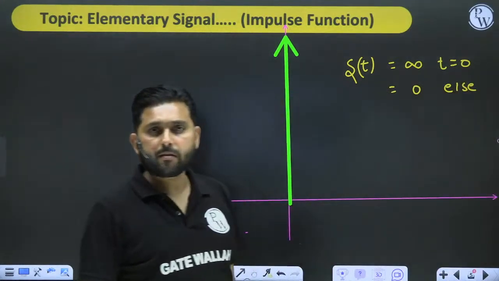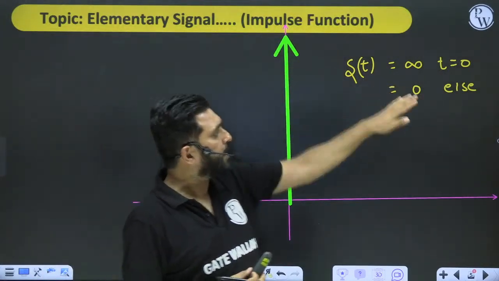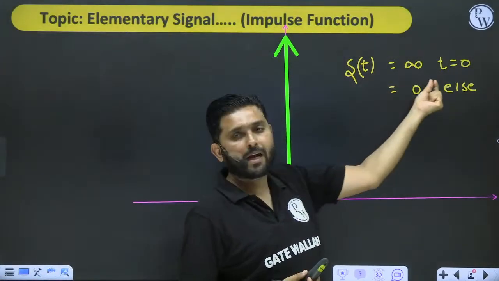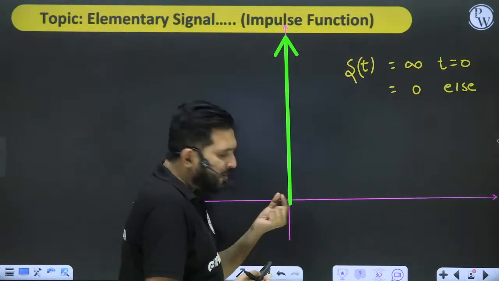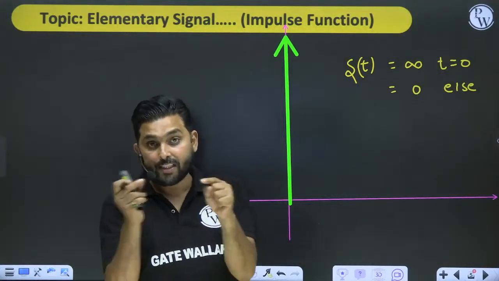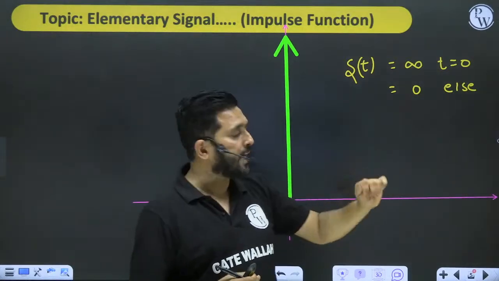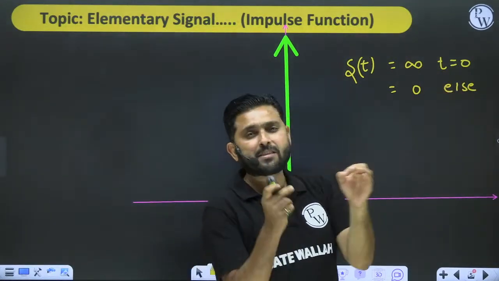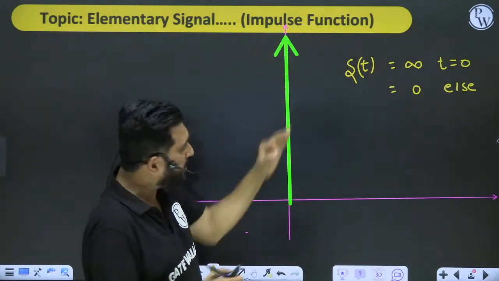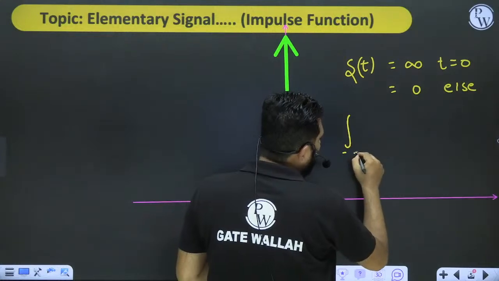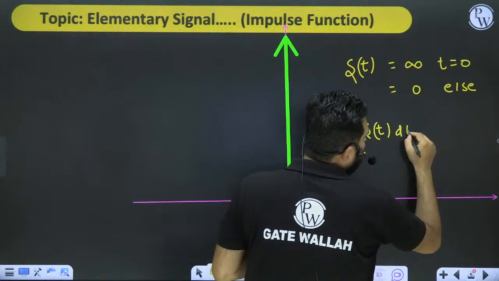So this function ideally has a value of infinity, but the width is ideally 0. It only exists for 0 amount of time. Though it's not possible, we always have some finite width. We never have a function which exists for 0 width. It's not mathematically possible. But hypothetically, it is a function which only exists for 0 amount of time and has a height of infinity. But one thing is very clear, that the integral from minus infinity to infinity of delta t dt is equal to 1.